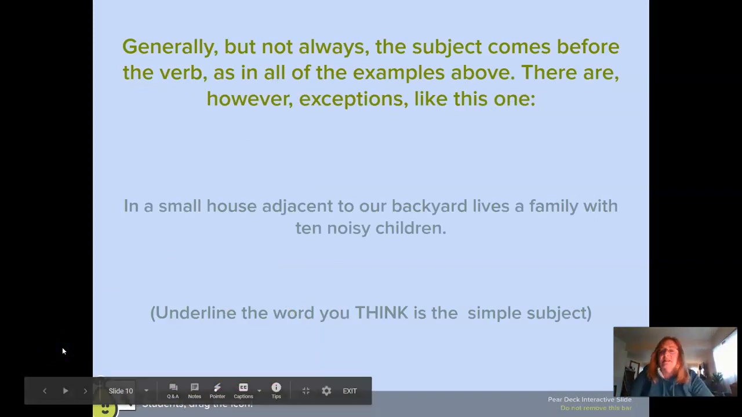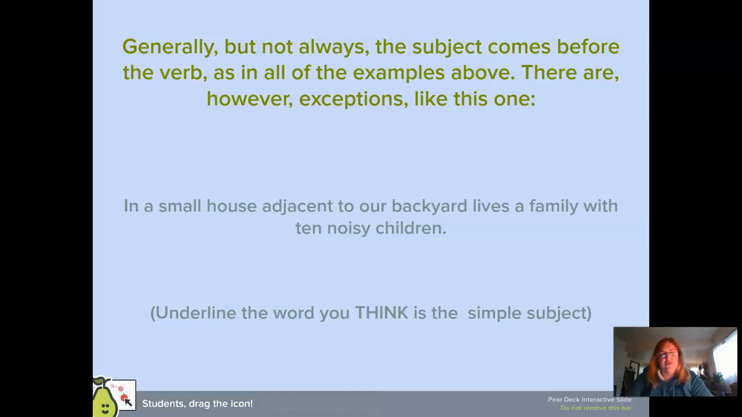Sometimes the subject does not come before the verb. Traditionally, they do. Traditionally, a sentence is subject, predicate. Sometimes not, though. So if you take a look at this example, in a small house adjacent to our backyard lives a family with 10 noisy kids. Again, I want you to find the verb. Okay? Once you find the verb, I want you to determine who is doing that verb. And remember the clue I said, that in this case, the predicate is going to come before the subject.